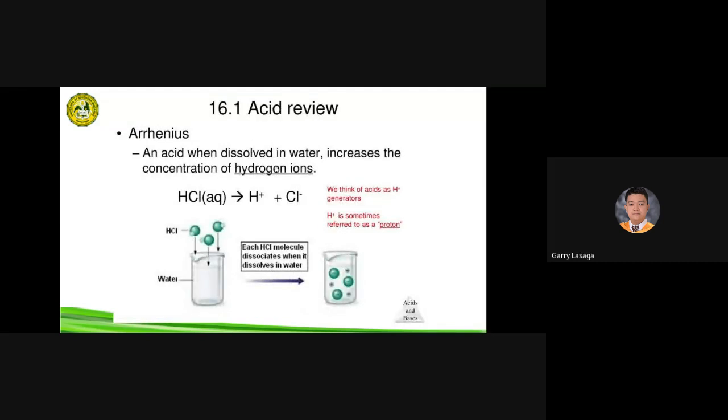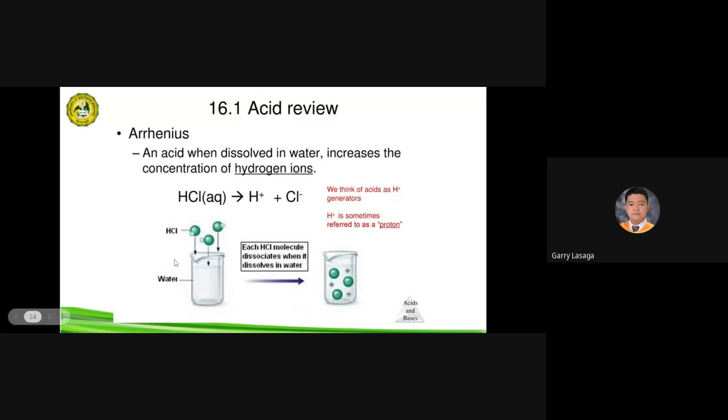So an acid, when dissolved in water, increases the concentration of hydrogen ions. In this example, we think of acid as an H plus generator, and H plus is the proton. So we have here water and our HCl. Anong kulay ito? The green one is the chloride ion, while yung naka-attach sa kanya is the hydrogen ion or our proton.